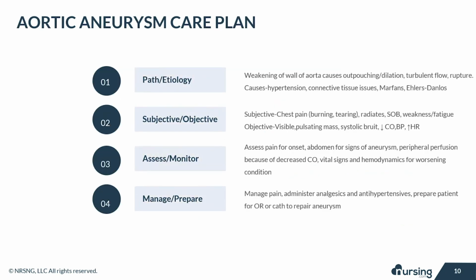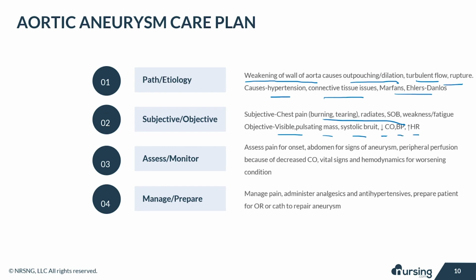Okay, let's do a quick review. An aortic aneurysm occurs with weakening of the wall of the aorta, causing an outpouching or dilation, turbulent flow, and possible rupture. The most common cause is hypertension, connective tissue issues, Marfan syndrome, and Ehlers-Danlos syndrome. Subjective data includes radiating chest pain, shortness of breath, weakness, and fatigue. Objective data includes a visible pulsating mass, systolic bruit, decreased cardiac output, BP, and increased heart rate.